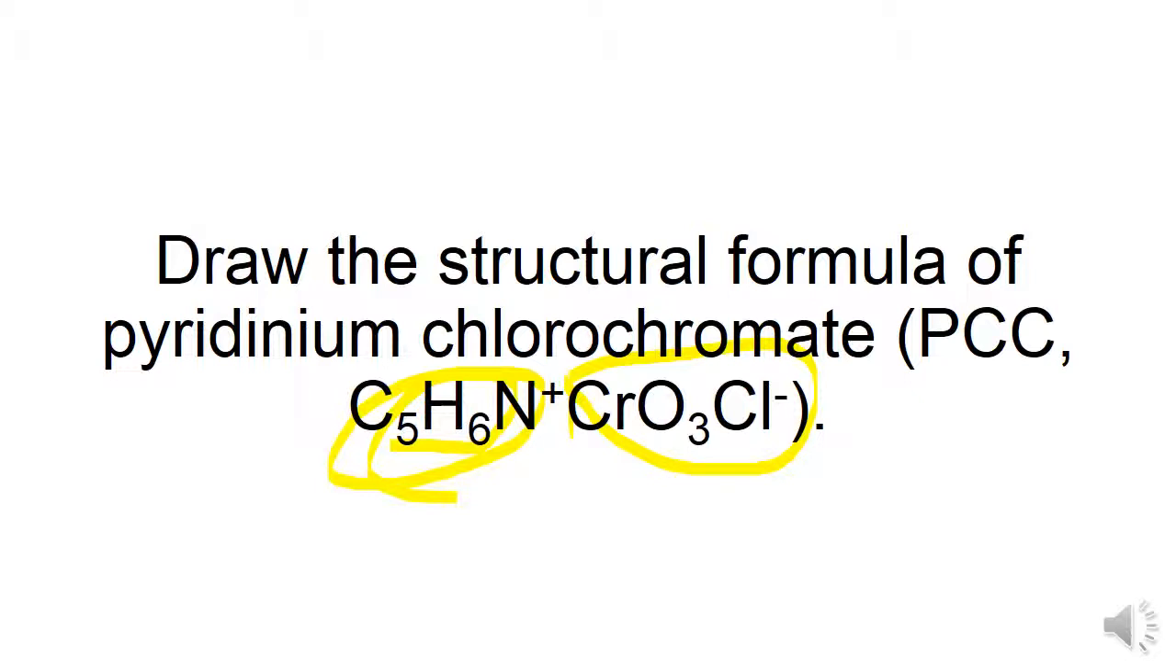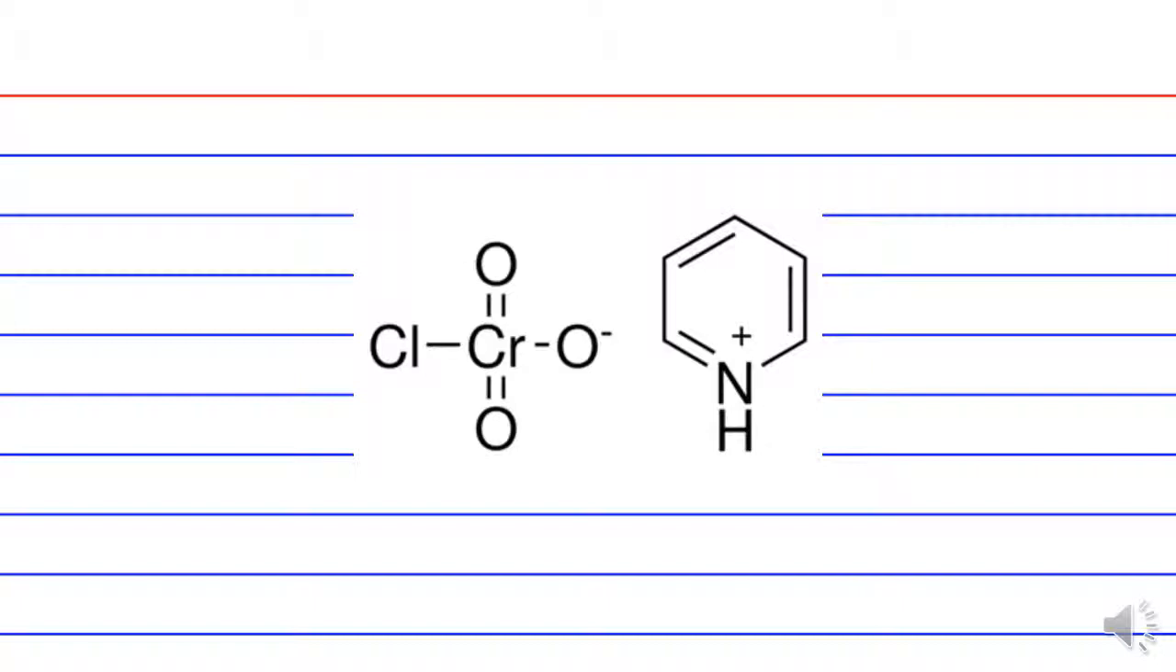So this pyridinium, the -ium usually suggests that it's a positive ion. Chlorochromate, and the suffix -ate usually suggests that it's a negative anion. So this thing is a salt, but not in the traditional sense of having a simple metal and non-metal. So here goes the structure. Here goes the pyridinium portion.